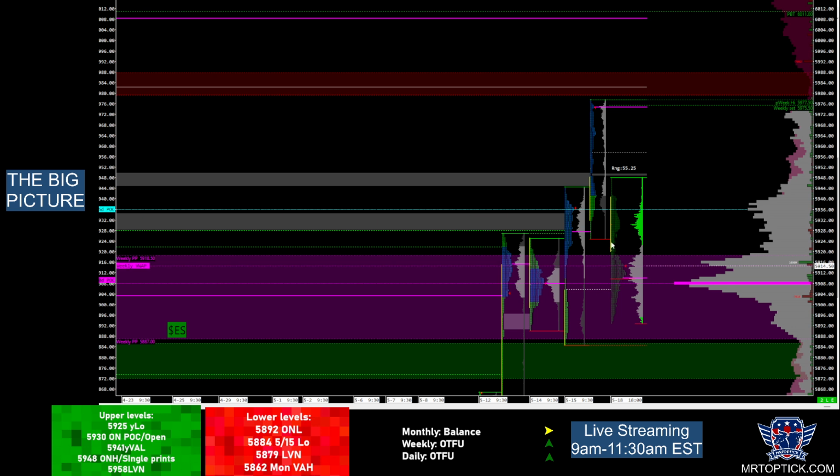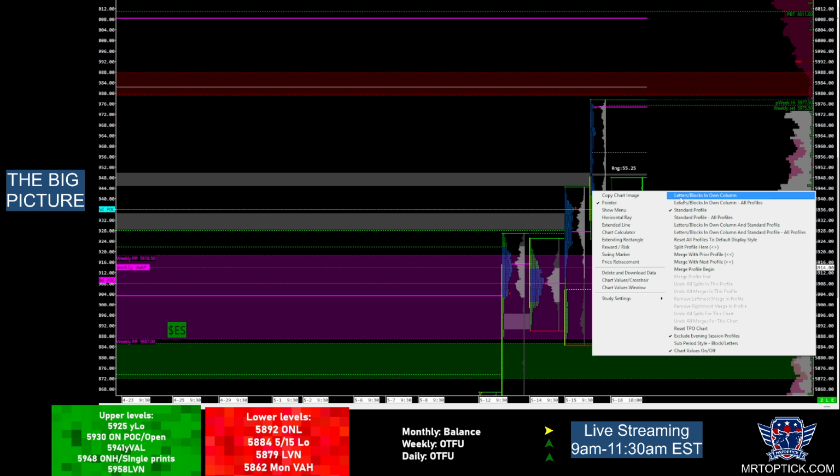Usually we get some correction of inventory as traders that were short from the European session start taking profit, so they start covering their position. So looking to see the reaction at Friday's low and see if we can either accept or reject Friday's value. Friday's value is pretty poor.